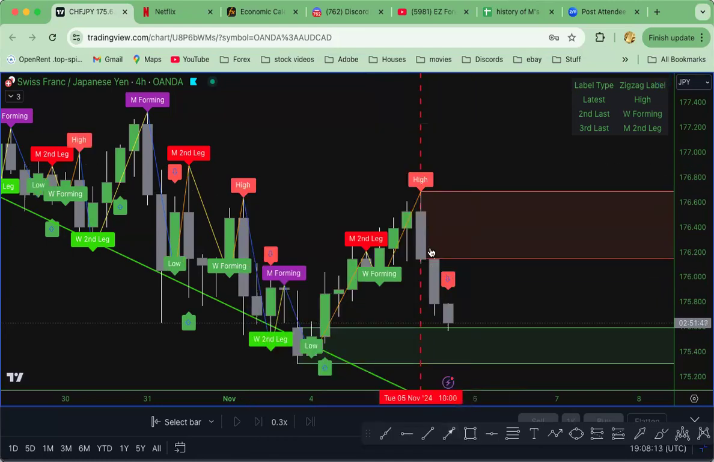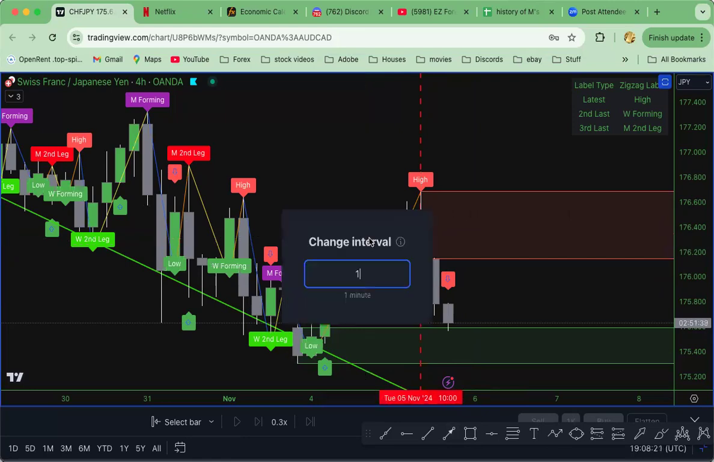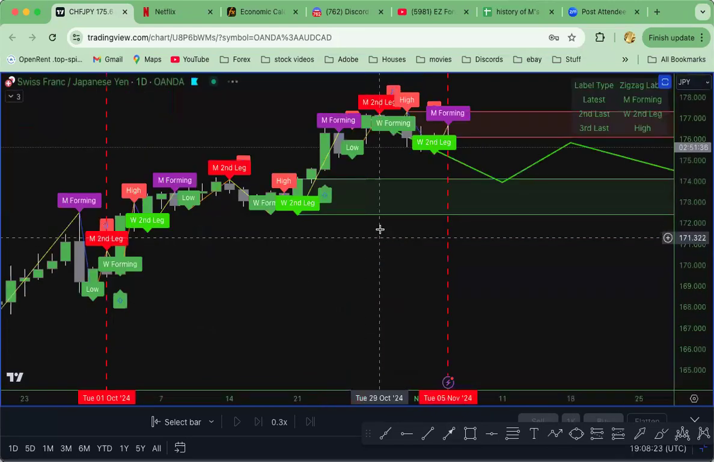If we switch on these labels as well, you can see this is where a high had been locked in place. So you could have been looking for your sell trade setup from here. Now, if we go back to the daily chart, just to show you, boom, boom, boom.